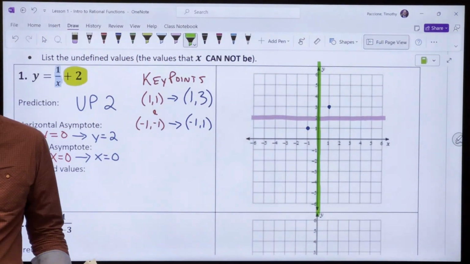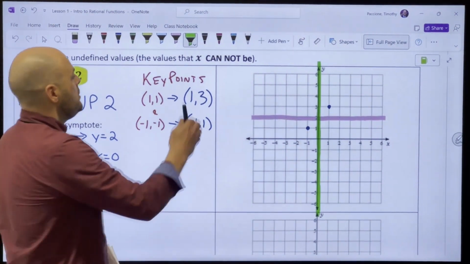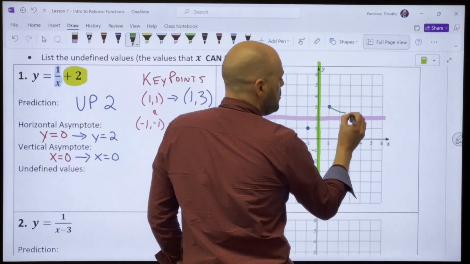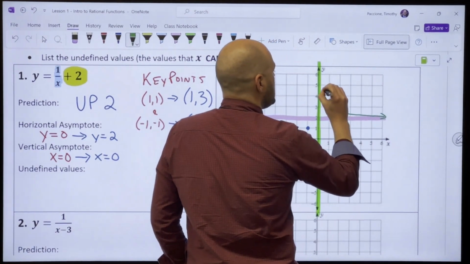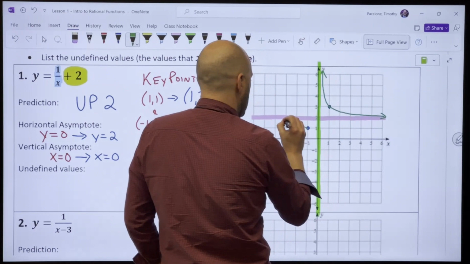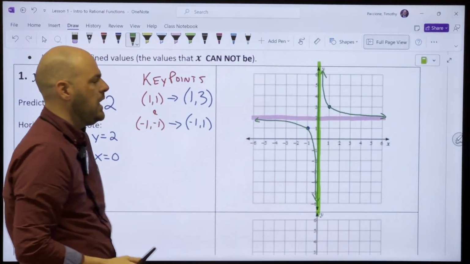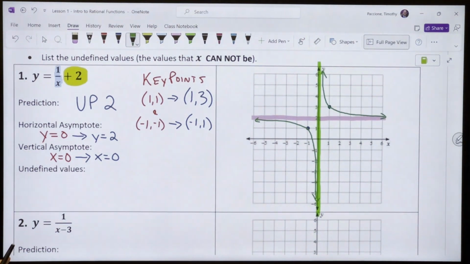Now, hopefully you can see that if you add the asymptotes and you add the key points, the rest of the graph takes care of itself, right? Because the rest of the points were estimates anyway, right? So you just need to fill in the rest here and here, and that's your graph.